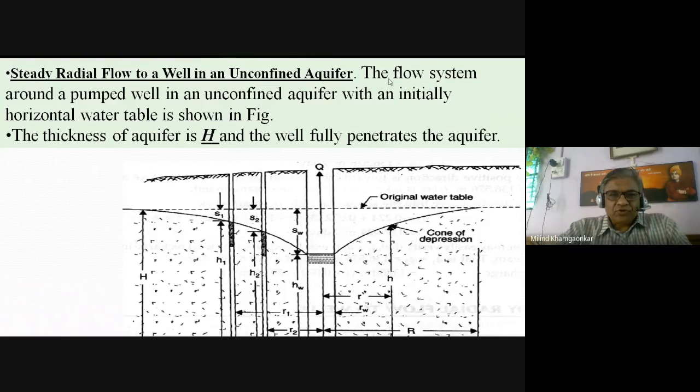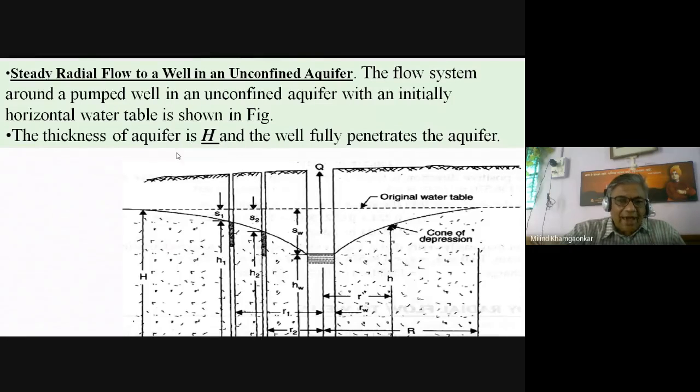Okay, so the flow system around a pumped well in an unconfined aquifer with an initially horizontal water table is shown in this figure. Okay, I will be showing this figure therefore from the first slide of today's lecture, because you should have that imagination, and I have also explained you.